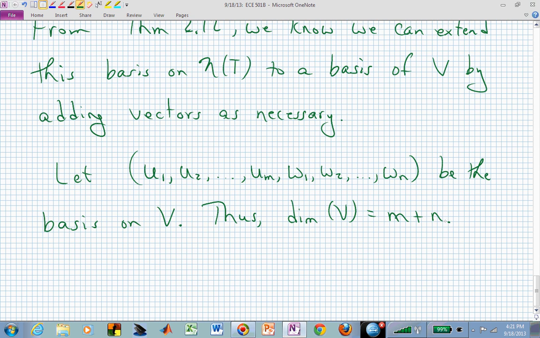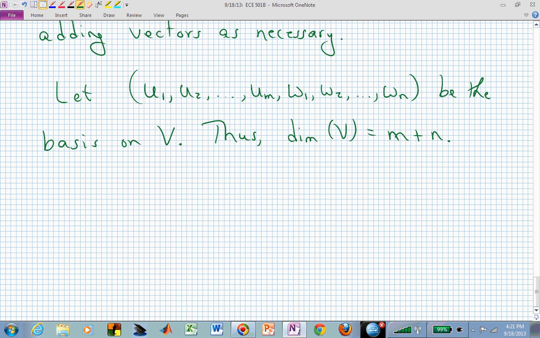And that now tells us what the dimension of V is. It's m plus n. Now, to complete the proof, we already know the size of V, and we know the size of the null space of T. We just have to see, can we show that the range space of T has dimension n? That's what we have to prove.